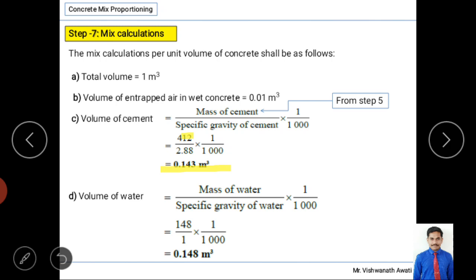Next, similarly we are calculating for volume of water. Same formula, mass by specific gravity. So mass of water divided by specific gravity of water into 1 by 1000. Mass of water is 148. Where did we get 148? From step 4, right? So we got 148 liter water. Then substitute the specific gravity of water, that is 1. Then we get volume of water as 0.148 meter cube.